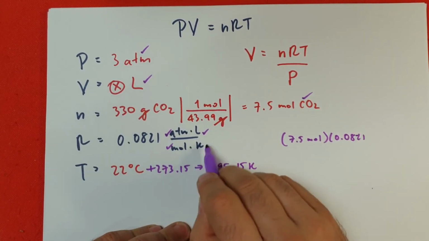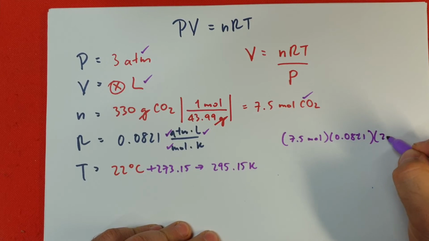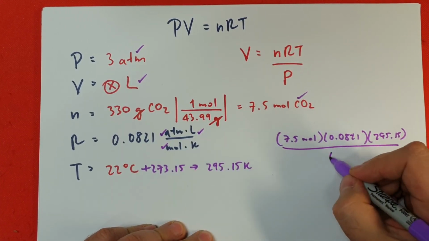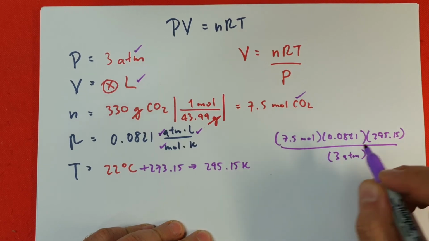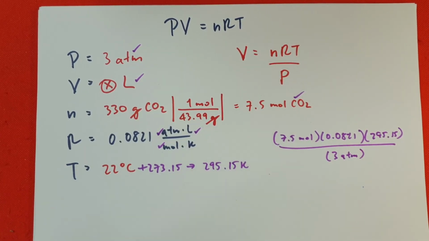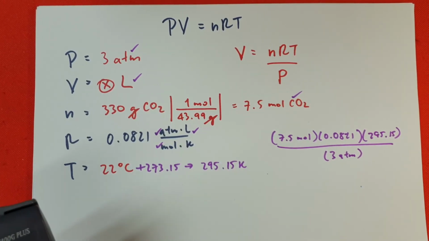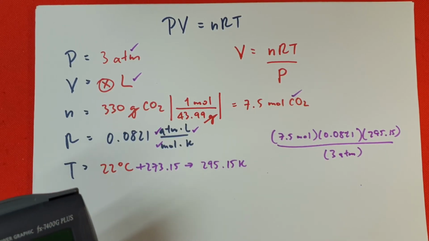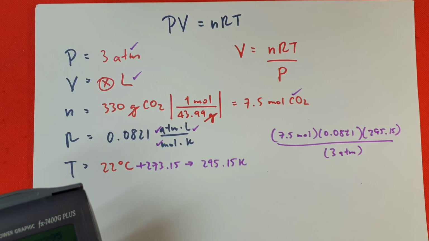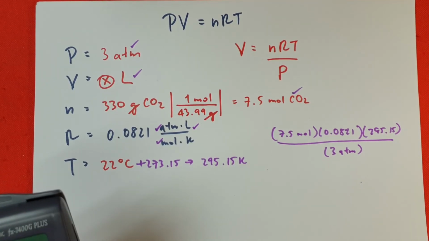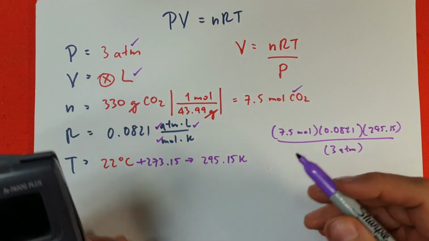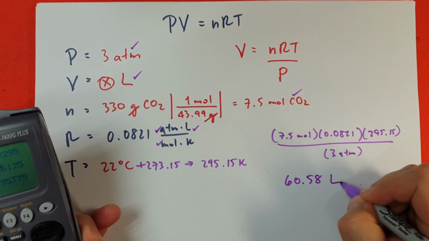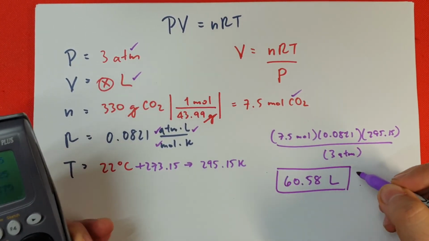So we're going to plug it into the formula, 7.5 moles, 0.0821 with all its units. Temperature is 295.15, and the pressure is 3 atmospheres. So once everything cancels out, our answer is going to be given in volume, in liters: 7.5 times 0.0821 times 295.15 divided by 3. And the answer is 60.58 liters. This is our final answer.